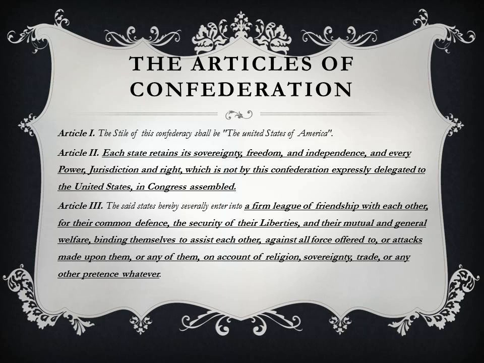Article 2, each state retains its sovereignty, freedom, and independence, and every power, jurisdiction, and right which is not by this confederation expressly delegated to the United States in Congress assembled, as we mentioned Congress before. However, again, this is a perpetual treaty, taking in all of the 13 colonies. So they retain their entire sovereignty and still do to this day.